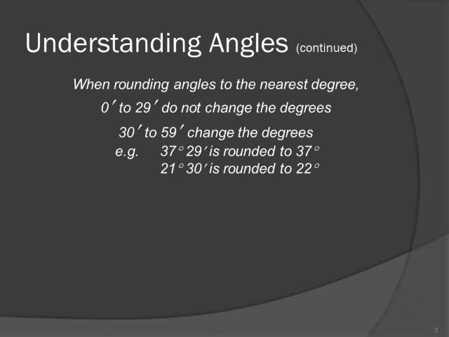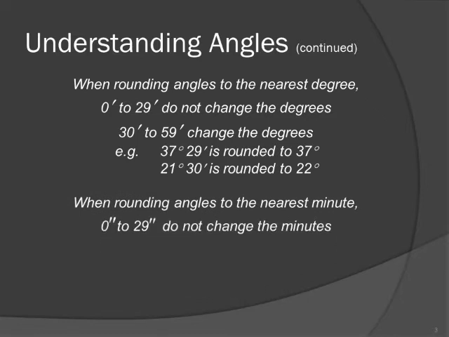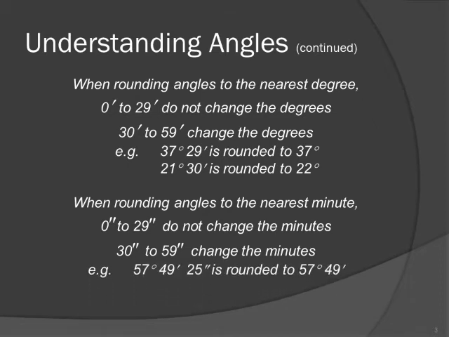Now, you can get the pattern on this, that when you're rounding angles to the nearest minute and you're looking at the seconds, 0 seconds to 29 seconds don't change the minutes. 30 seconds to 59 seconds changes the minutes. So 57 degrees, 49 minutes, 25 seconds is rounded to 57 degrees, 49 minutes. The 25 seconds don't change the minutes. Whereas 23 degrees, 15 minutes, 38 seconds, the 38 is greater than 30, so it's rounded to 23 degrees, 16 minutes.